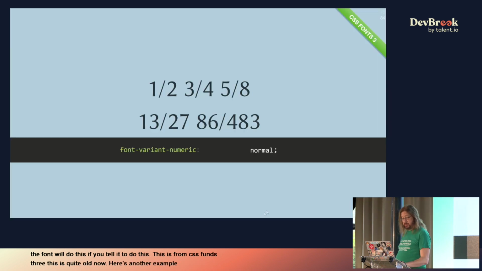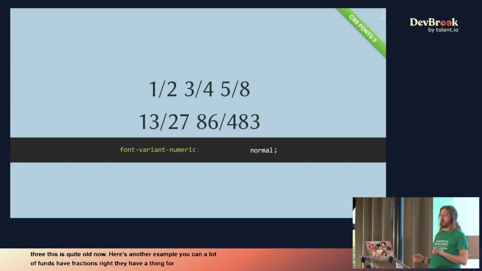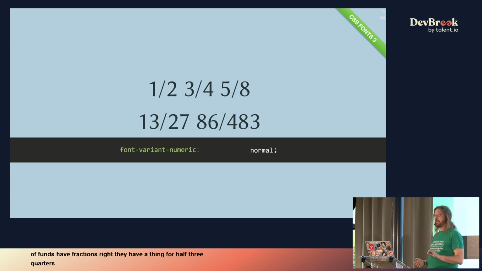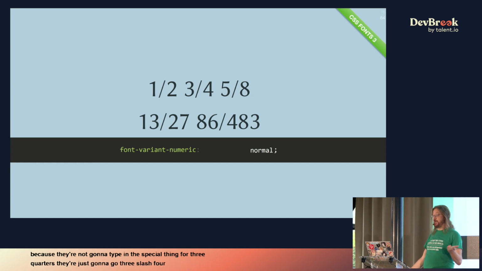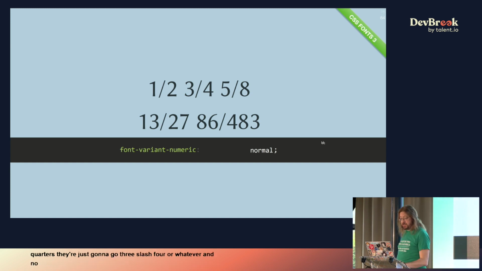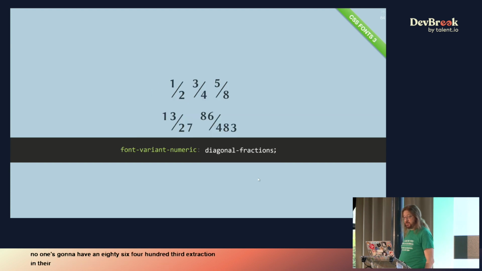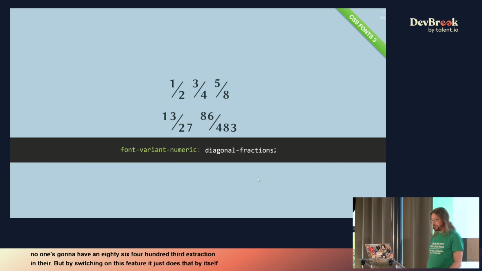Here's another example. A lot of fonts have fractions, right? They have a thing for half, 3/4. If you use that, though, people can't Google your stuff because they're not going to type in the special character for 3/4 fraction. They're just going to type 3/4 or whatever. And no one's going to have an 86/483 fraction in their font. But by switching on this feature, it just does that by itself.